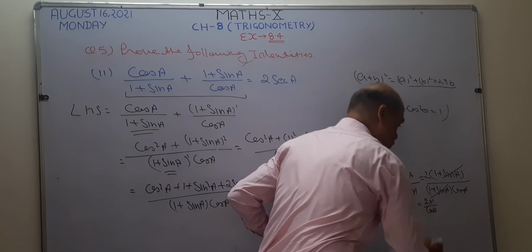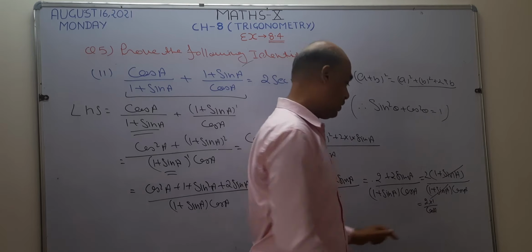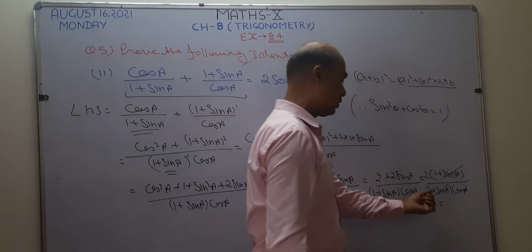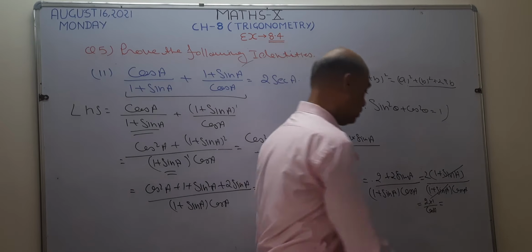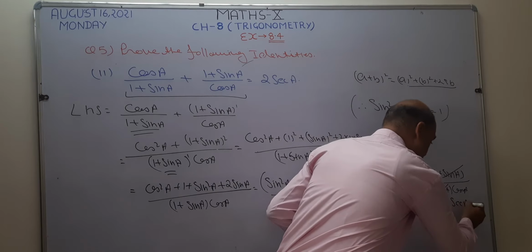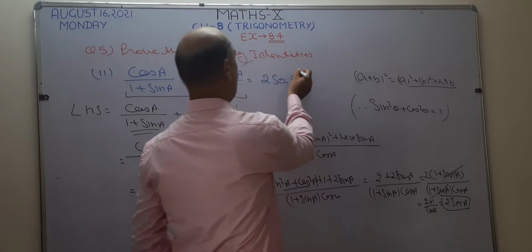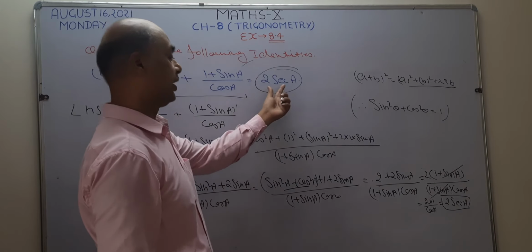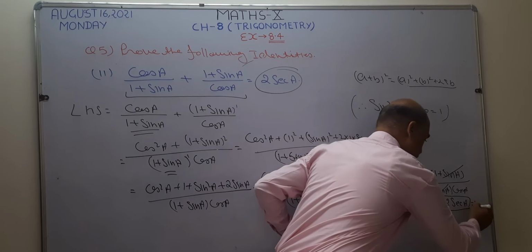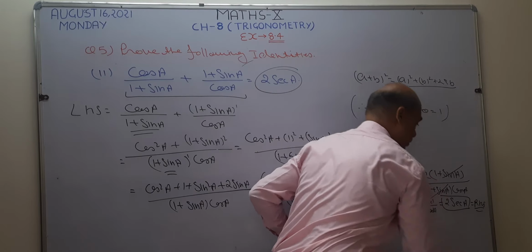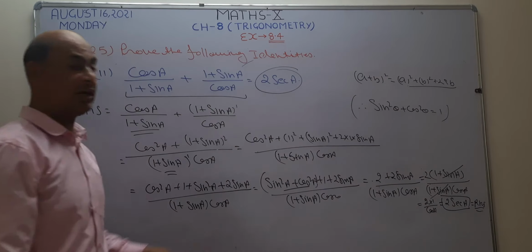2 can be written as 2 into 1. You know that 1 by cos A, the reciprocal of cos, is secant A. So this becomes secant A. Now 2 is with them, so the answer becomes 2 secant A. What do we have to show? This is going to be equal to 2 secant A. So write here RHS, which is right hand side. Okay. I hope it is clear now.